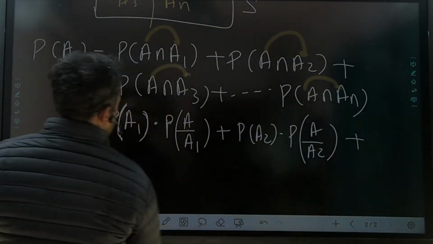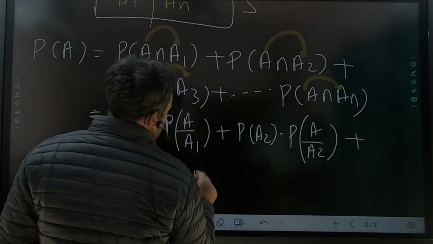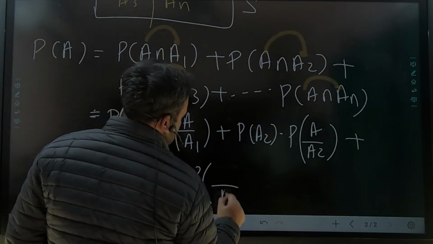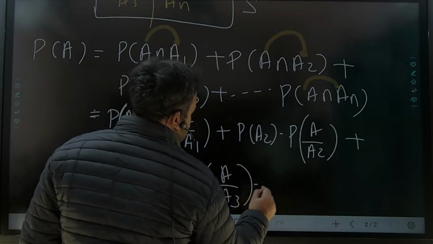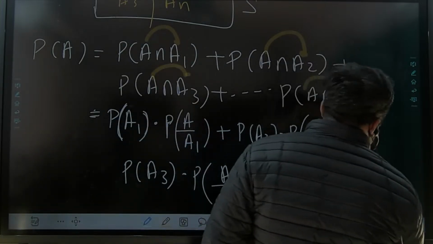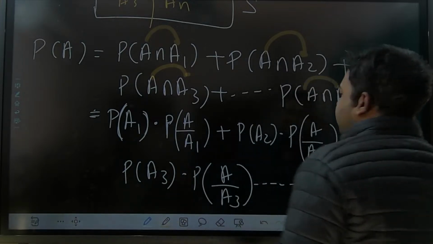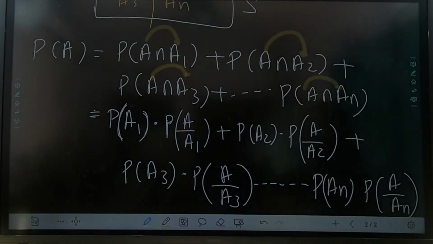Plus the probability of the A3 event has happened. Once the A3 event has happened, what is the probability of getting A? Similarly, let's say the nth event has happened, and when this nth event has happened, what is the probability of getting A? So like this, if we add all such things, we'll get the total probability of A to come into the picture.